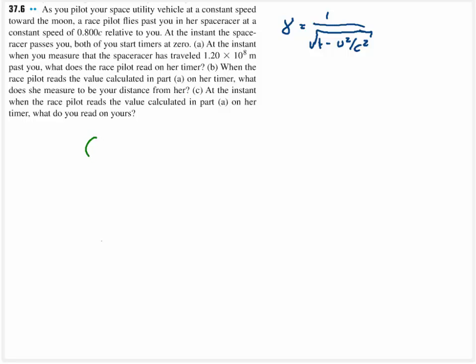So here we are, and we're going to be in our space utility vehicle. And so this is going to be us, and then we're going to get passed by a rocket ship. And she actually has a speed of 0.8c. And draw her kind of whizzing right along right over here. Now, a couple things to keep in mind: we're going to measure time, and she's going to be measuring proper time. And we can actually solve this any number of ways.